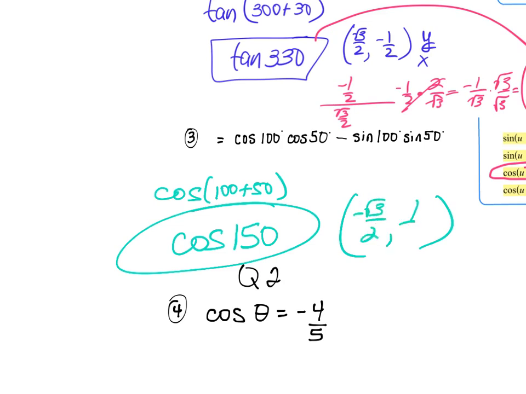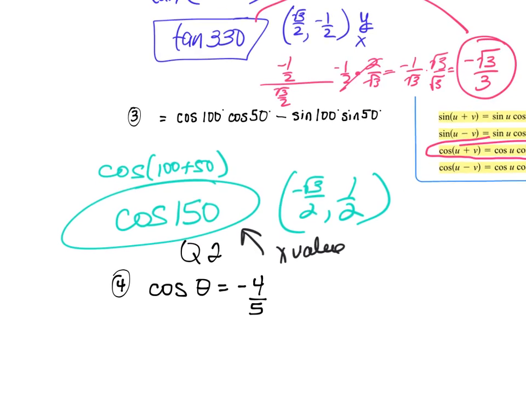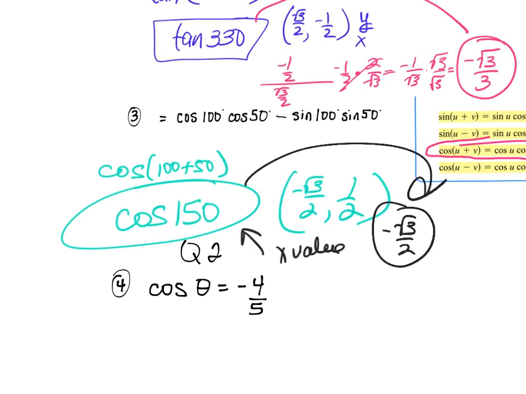Thank you, my dear. If I want cosine, cosine is what value? X value. So my answer would be negative root 3 over 2. Both of those are my answers. You have to have both to get full credit.